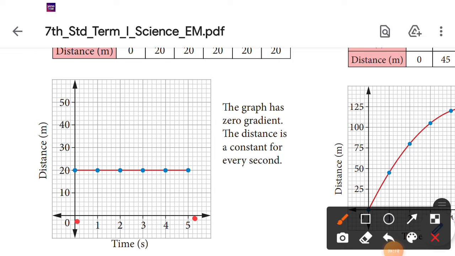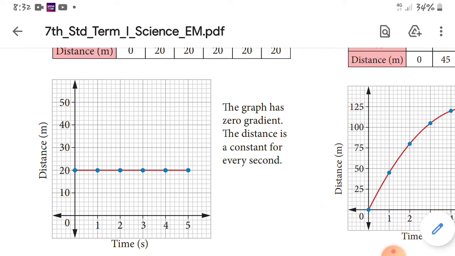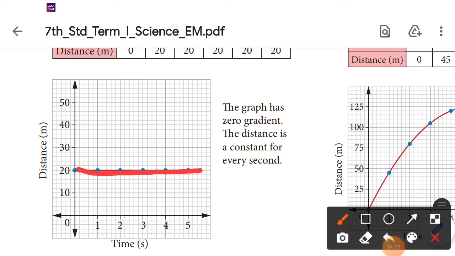Is this clear to you, children? And the distance will be constant at 20. So for time 0 the distance is 20, at 1 it is 20, at 2 it is 20, at 3 it is 20, at 4 it is 20, at 5 it is 20. So you put a straight line, children. Here the graph has 0 gradient, so the distance is constant for every second. Constant means there are no changes. Clear, children?